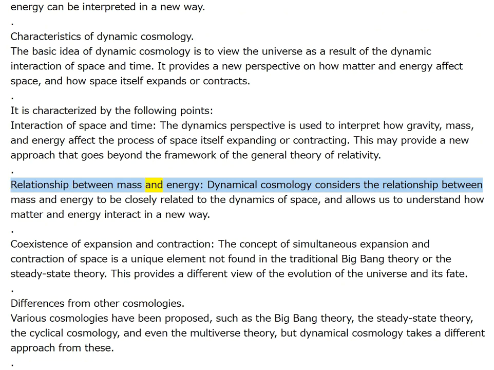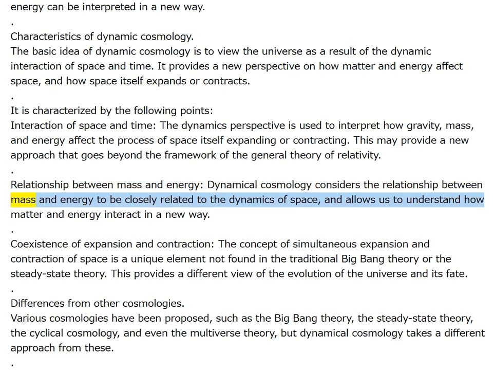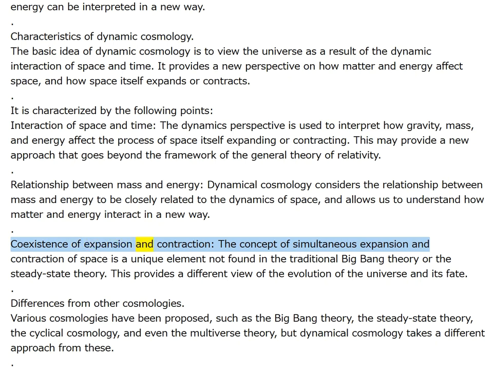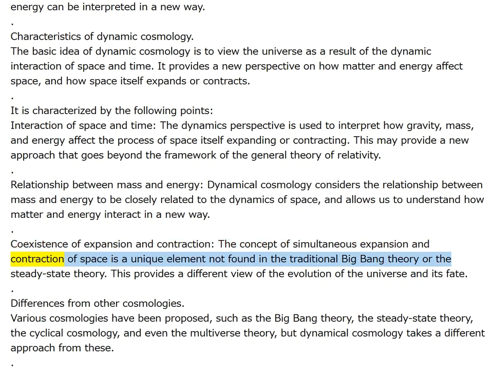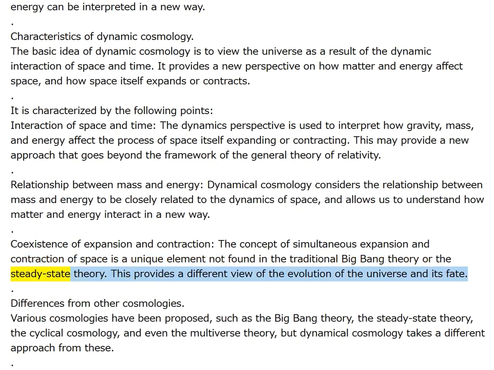Relationship between mass and energy. Dynamical cosmology considers the relationship between mass and energy to be closely related to the dynamics of space, and allows us to understand how matter and energy interact in a new way. Coexistence of expansion and contraction. The concept of simultaneous expansion and contraction of space is a unique element not found in the traditional Big Bang theory or the steady-state theory. This provides a different view of the evolution of the universe and its fate.